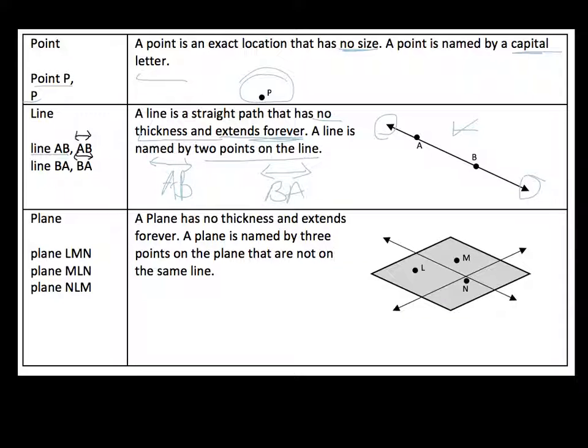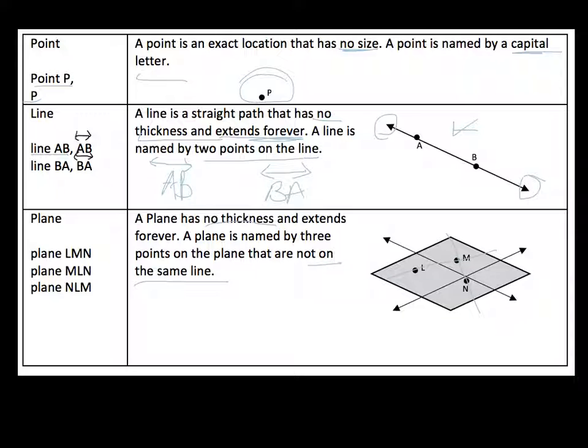And lastly, we have a plane. Now a plane, again, has no thickness. We have to draw it, but really it is just a slice, no thickness. And it extends forever. A plane is named by 3 points on the plane that are not on the same line. Now, technically speaking, you could put a line here, you could put a line here, but you cannot put one line through all of these. It would not be a line because it would not be straight. So it has to be 3 points on the plane that are not on the same line.